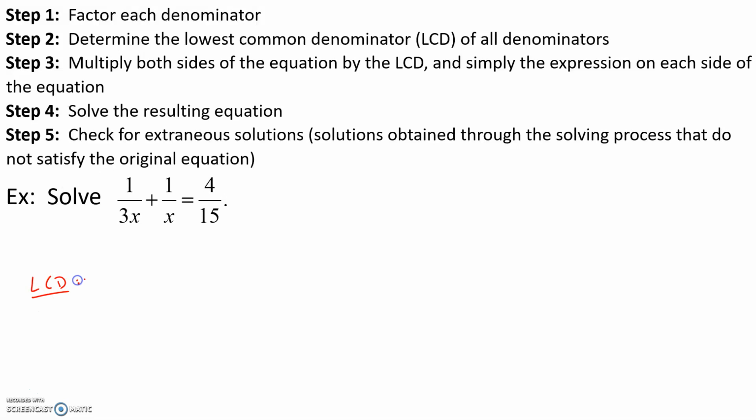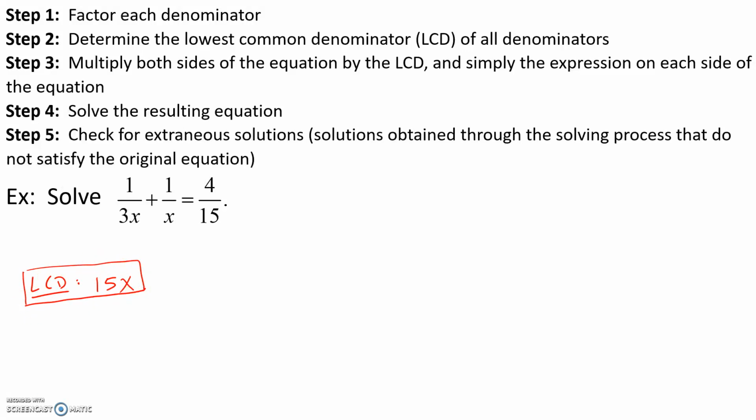So the LCD between 3 and 15 will be 15, and between x and x, it'll just be x. So 15 has to be the LCD because 3 and 15 both have to be factors of 15. In other words, they both have to be able to go into 15. So this LCD has to be at least as big as the biggest number. So the LCD here is 15x.